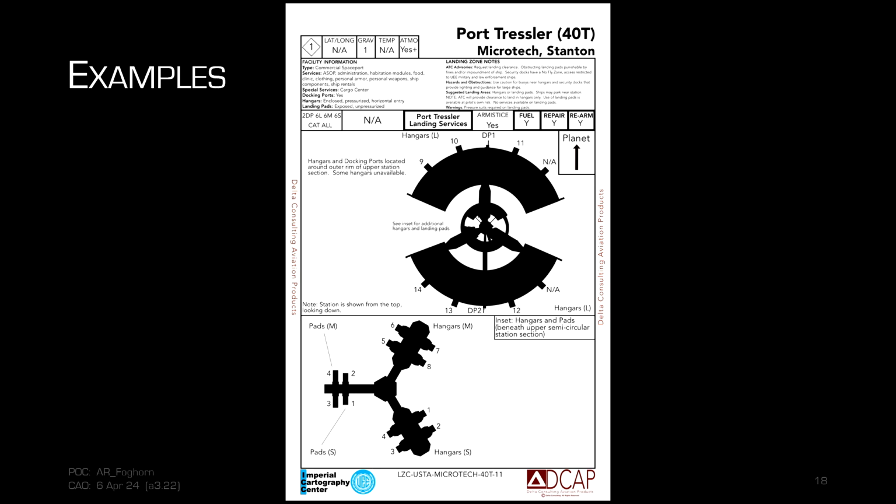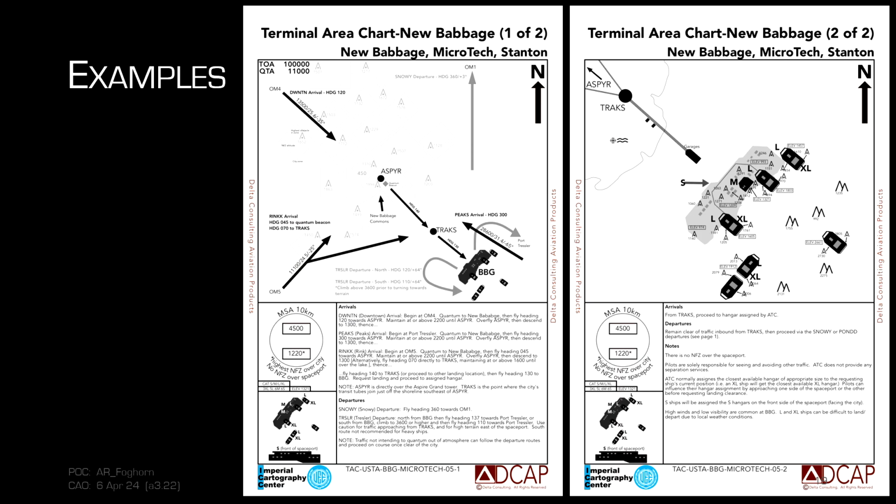And notice, instead of obviously having the compass rose with the closest OM and where north is, that doesn't mean anything to a space station. They did give you a reference, like, this is the side of the station that's pointing towards the planet, and that way you can use that as a reference direction. Other than that, it works exactly the same as any other landing zone chart that you see up there, which I think is really a tip of the hat to the guys at Delta Consulting Aviation Products for having this so well standardized. Here's a terminal area chart around New Babbage.